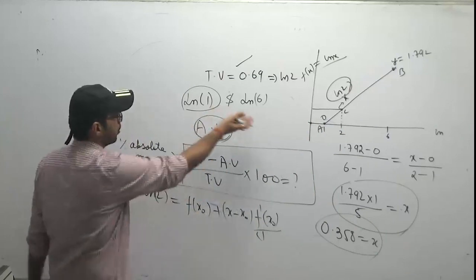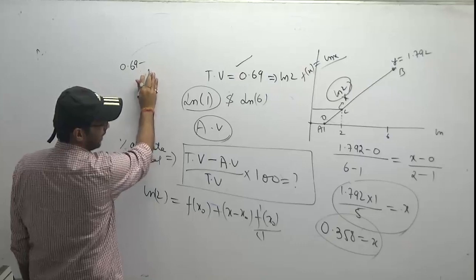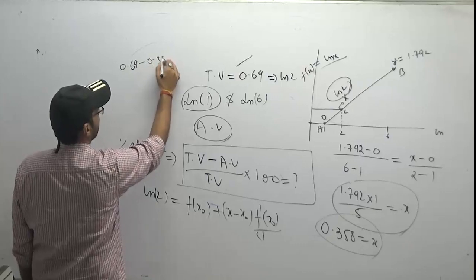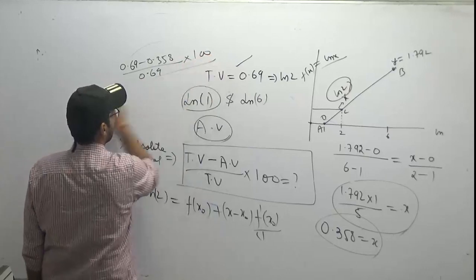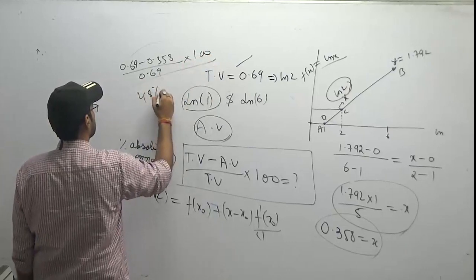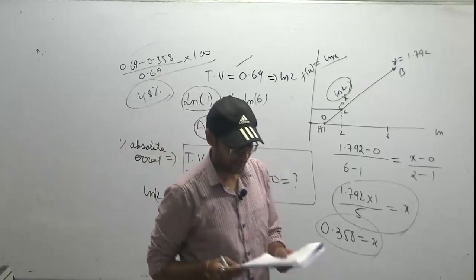Now you can put the value. Okay, you have to put it in and tell. Don't worry. Minus 0.358 divided by 0.69 into 100. You will get approximately 48%. Now got the answer? Okay.